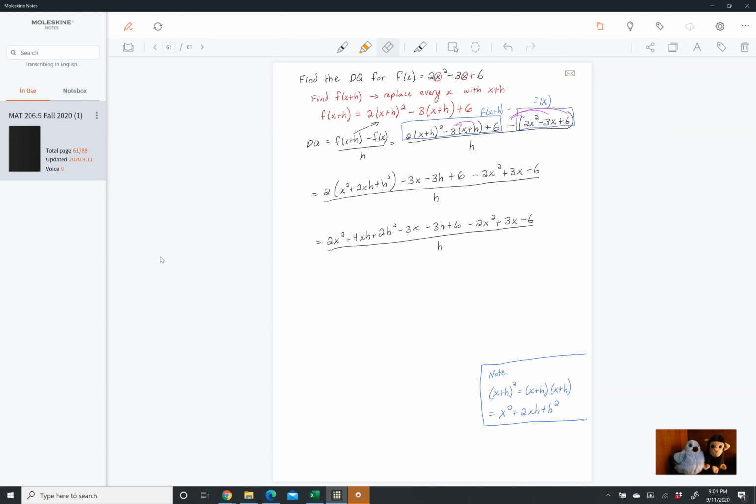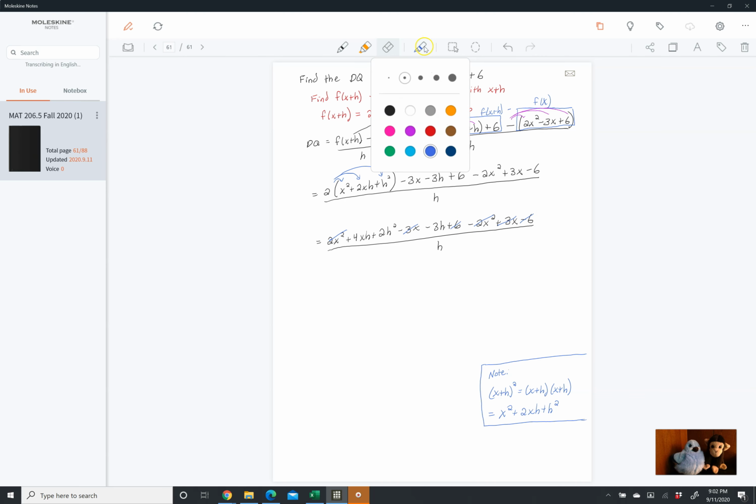So here's something that will always happen, which is kind of cool. Okay? What will always happen is that your f of x, every term up here in f of x is going to go away. We have 2x squared and negative 2x squared. They cancel each other out. We have negative 3x and plus 3x. They cancel each other out. And we have positive 6 and negative 6. They cancel each other out.